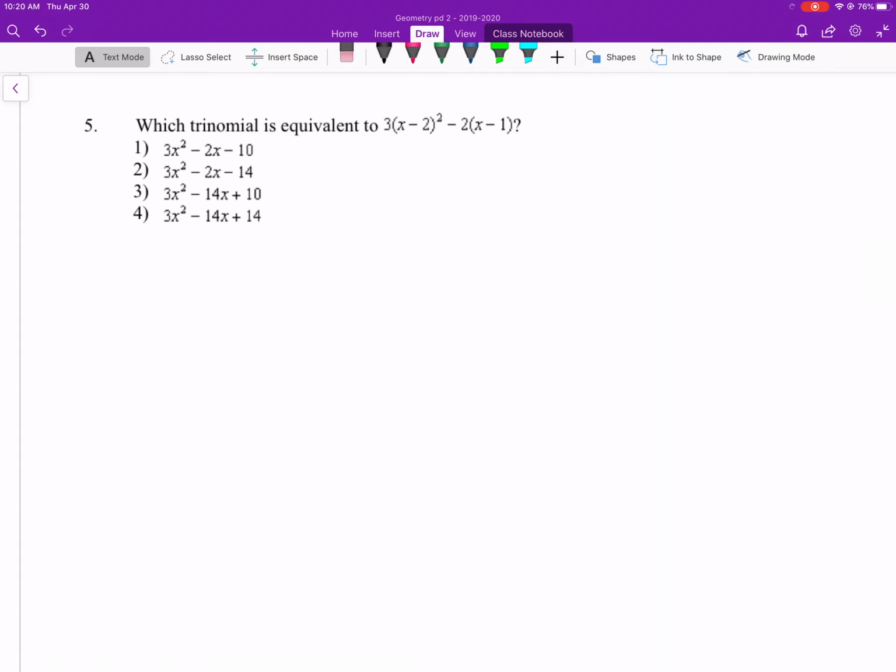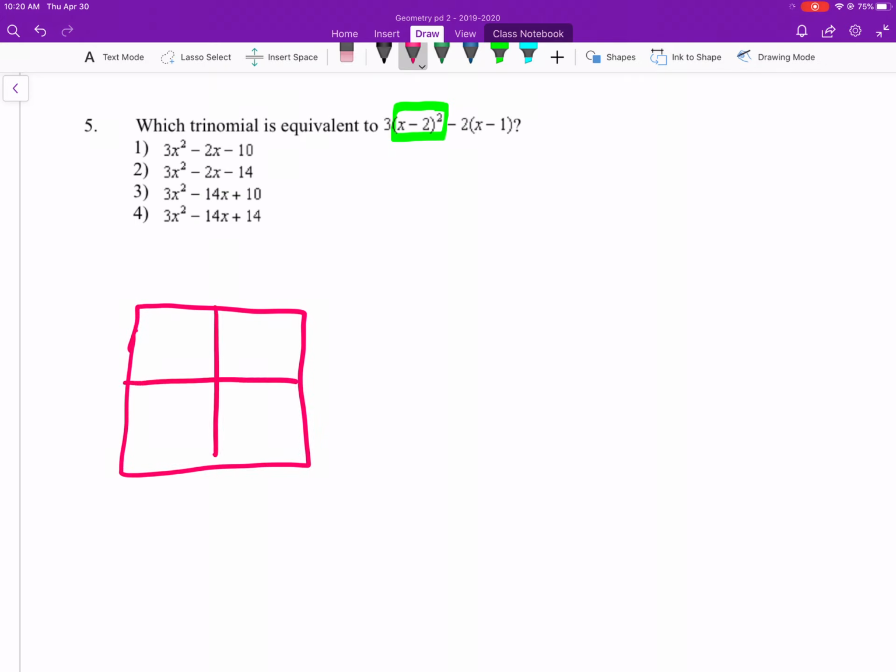Which trinomial is equivalent to 3 times x minus 2 squared minus 2 times x minus 1? Alright, so think about what we'd have to do first. If you remember PEMDAS, parentheses, we have a couple sets of parentheses, exponents, you really have to take care of the exponents first. So what we're focused on first here is this x minus 2 squared, which, like we practiced a couple times now in 3 and 4, we have the box method. So we have x minus 2 and x minus 2.